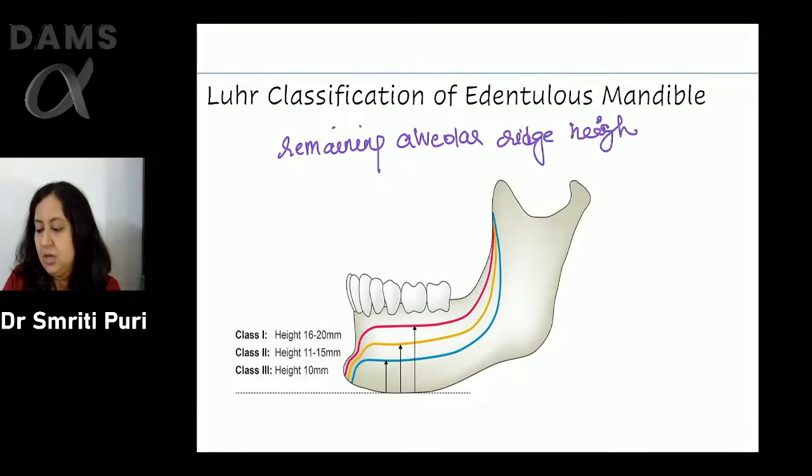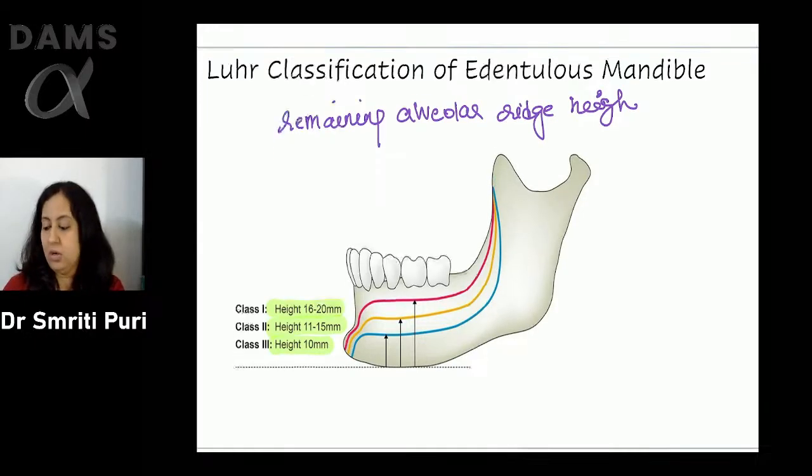Okay. So what did Lure say? He said if the remaining height of the mandible is between 16 to 20 mm, then it is classified as class 1. If the remaining height of the mandible is between 11 to 15 mm, then it is classified as class 2, and height of 10 mm or less than 10 mm is classified as class 3. So class 3 becomes a severely resorbed ridge or a very poor ridge.